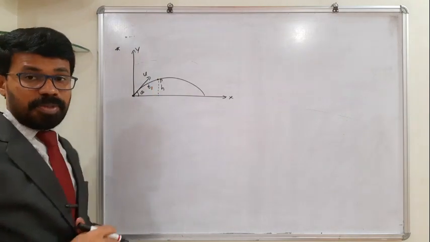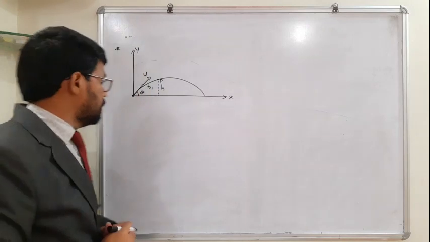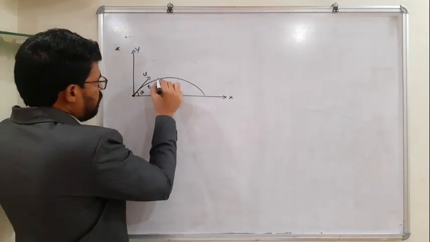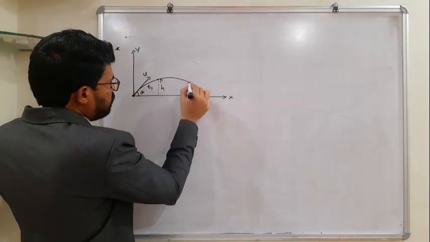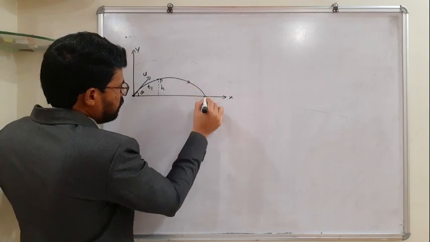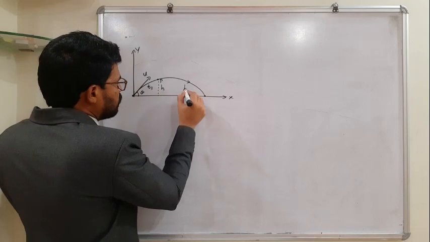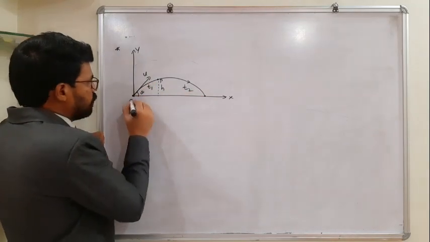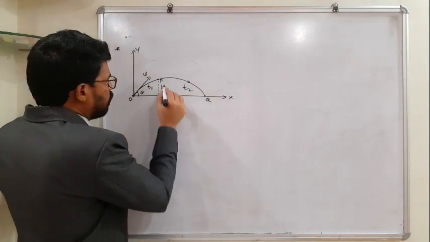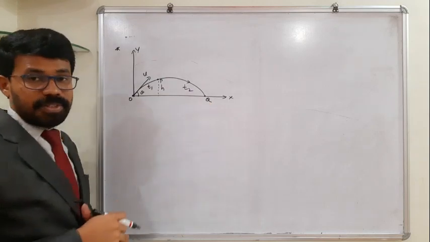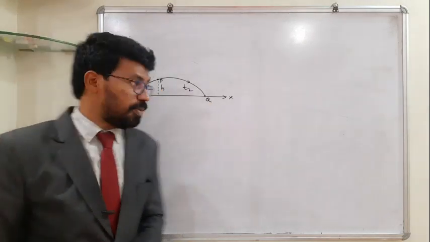So how much time has the body taken to reach point P? T1 seconds. And after P, again, it has traveled along this trajectory and it strikes the ground somewhere here. So the time taken for this journey, I'll take it as t2. So from point P to Q, how much time has it taken? It has taken a time equal to t2.